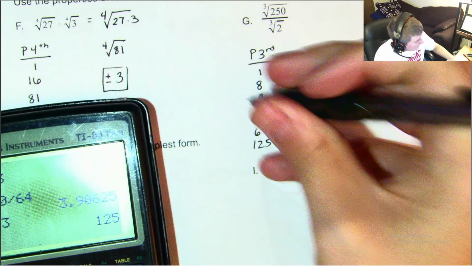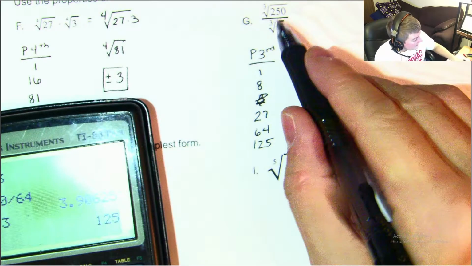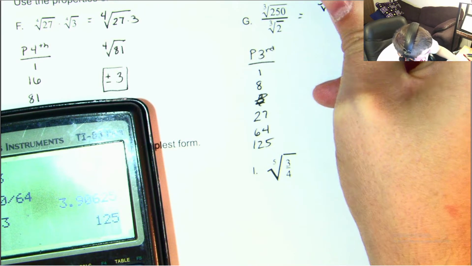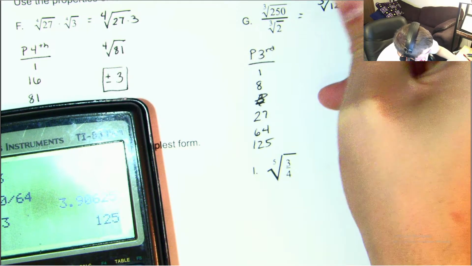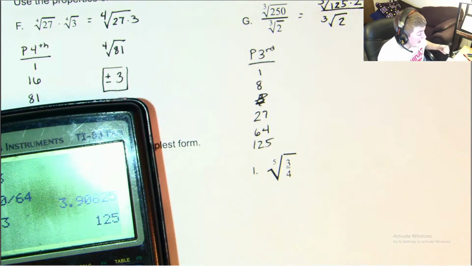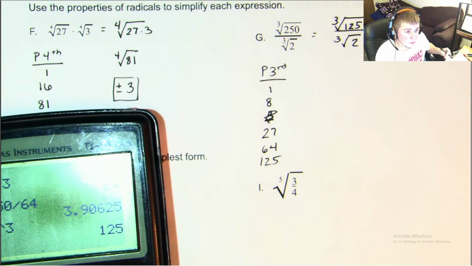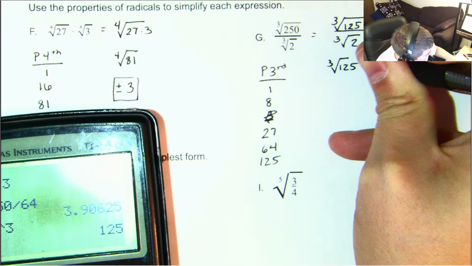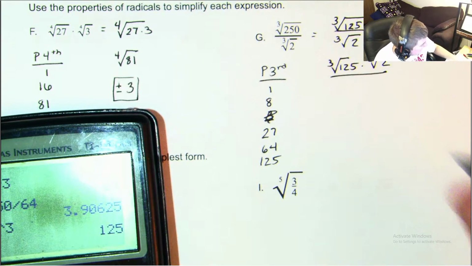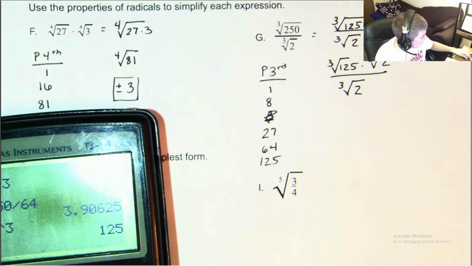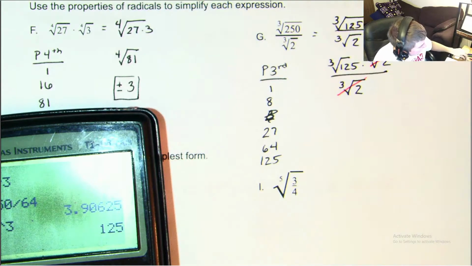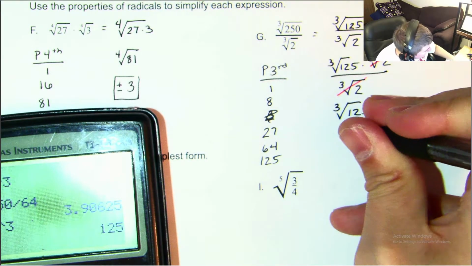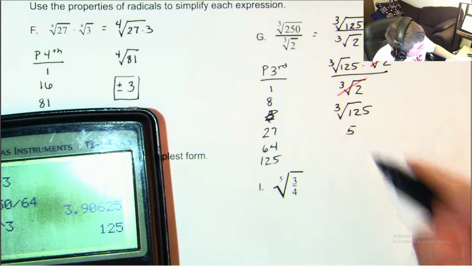Now 5 to the third power, 125, does divide into 250. So what does that mean? I can split up 250 into the cube root of 125 times 2 over the cube root of 2. I can split up that top cube root of 125 times 2 into the cube root of 125 times the cube root of 2. Then the cube root of 2 cancels out, so this is just equal to the cube root of 125. And we know its root is 5, because that's what I had to take to the third power to get 125.